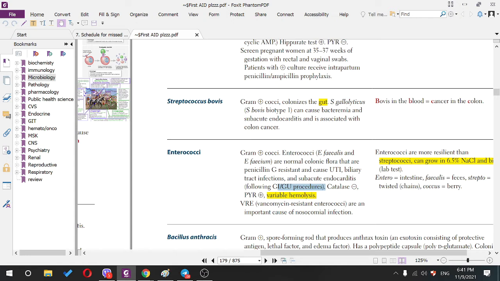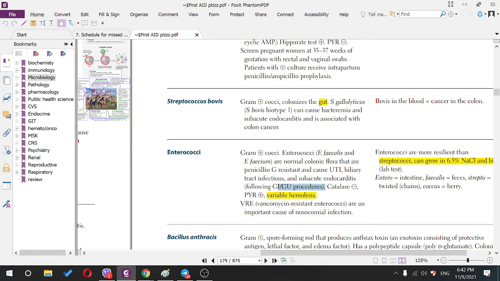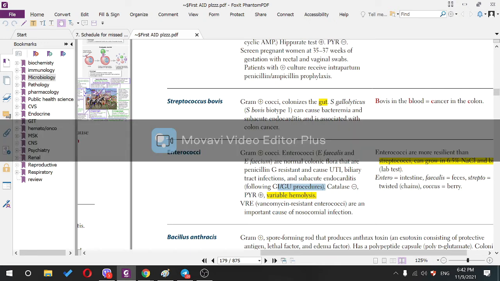Okay, the next one. Someone who had colon cancer and then he has endocarditis. Like you saw, colon cancer and then he has endocarditis. Strep bovis, also called gallolyticus. Good. Someone who did a dental procedure and then has endocarditis. Dental procedure, like something with his teeth.